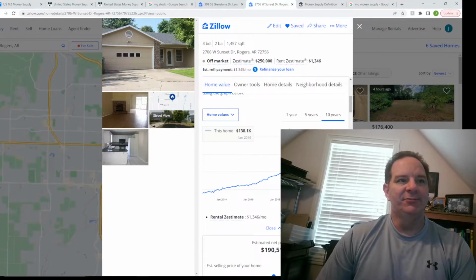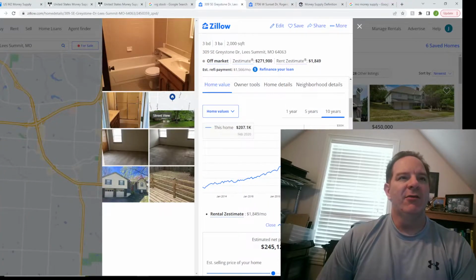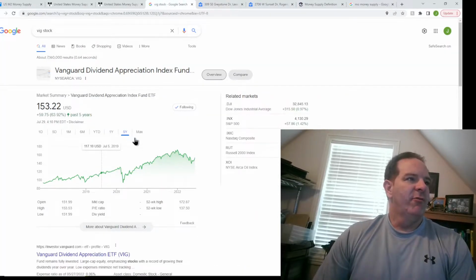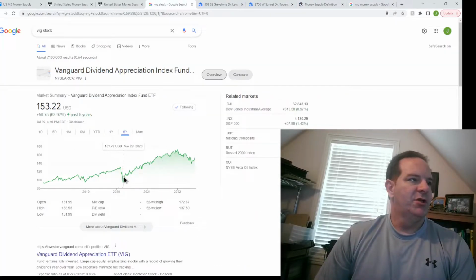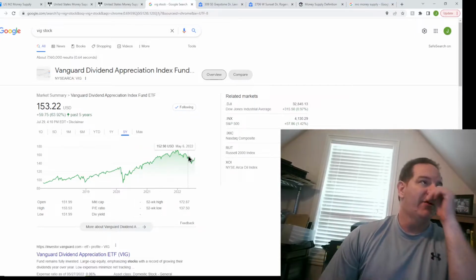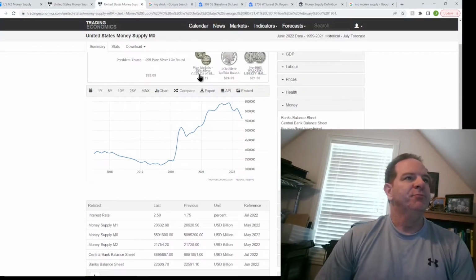Here's a house, and 2020 price went up. Okay, here's another house. 2020 price starts going up. Stock market, you're familiar. 2020 January, price starts going up, and now it starts coming down. Why is it coming down? Is money coming out of the supply? Let's look at that real quick.